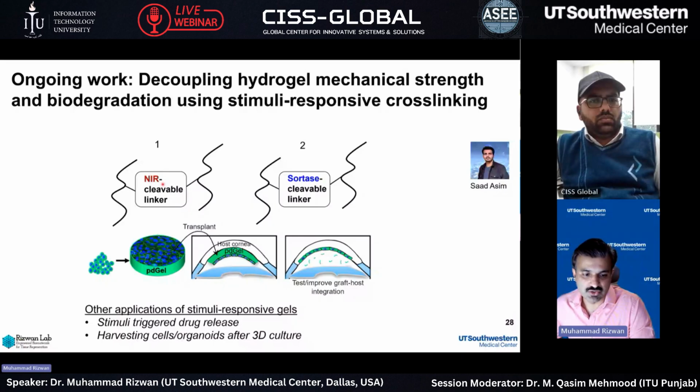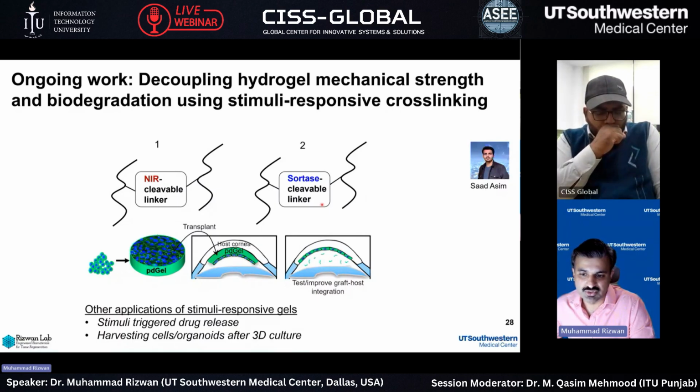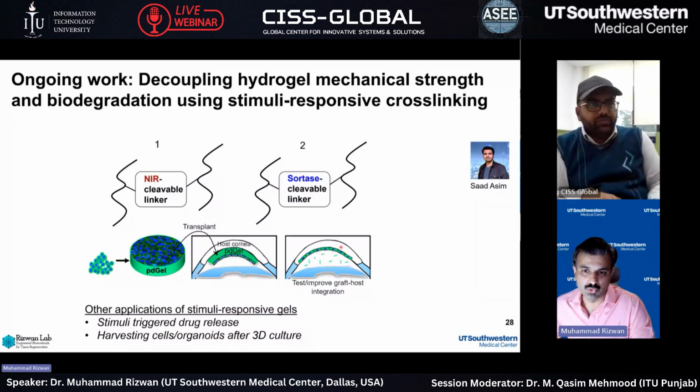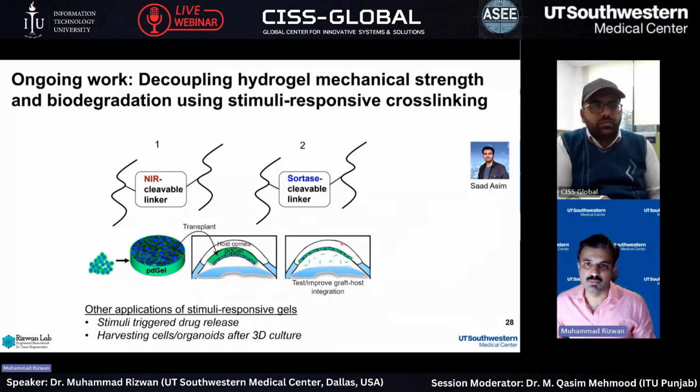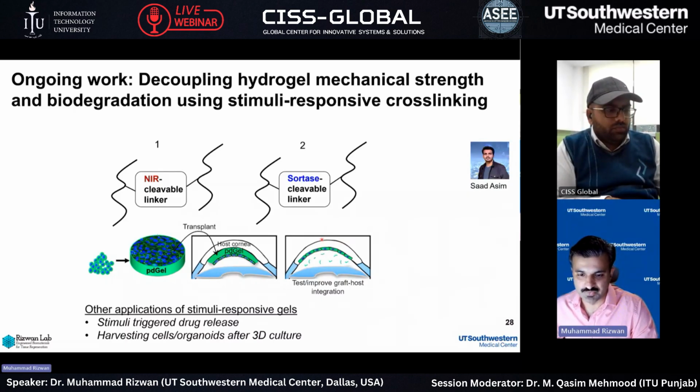With these approaches, the goal is that we can transplant the hydrogel and then later either shine NIR light or expose the eye to sortase enzyme. This way we can degrade this material, and then this will finally allow us to evaluate the integration of the transplanted cells with the host cornea. Because this is a problem no one has been able to figure out so far: how do we evaluate whether the transplanted cells will actually integrate with the host cornea, because the biomaterial is always in the way.